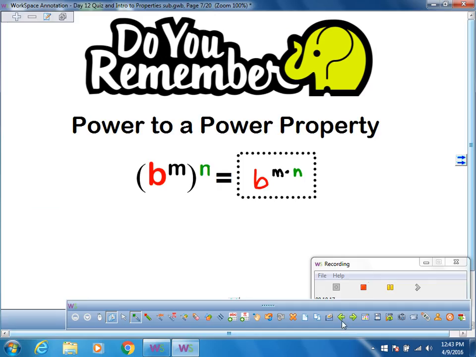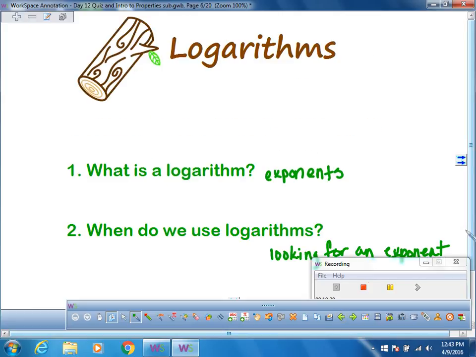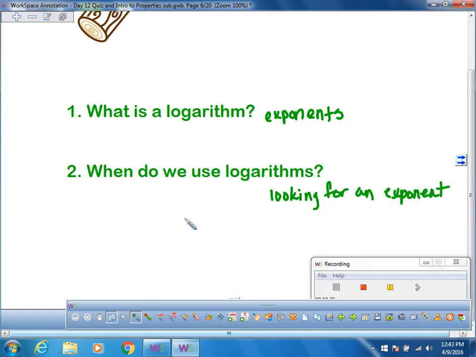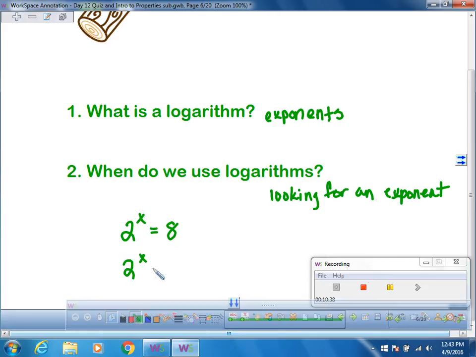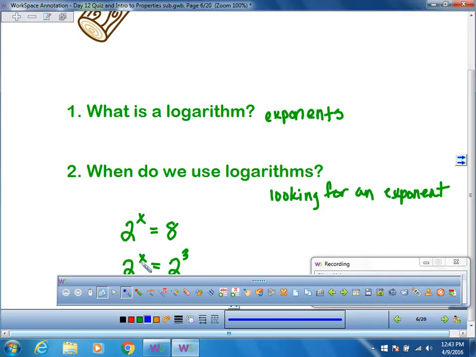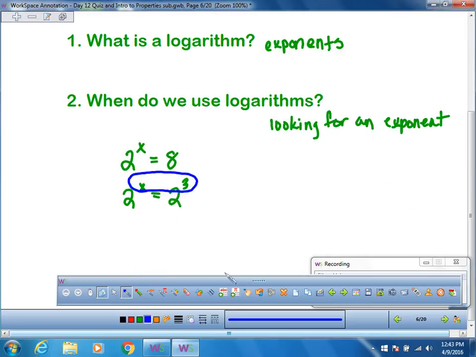Actually, I wanted to go back to this screen and talk about when we use logarithms. I thought that was on the next page, so let me say this. So if I have 2 to some power equals 8, we can clearly see that 2 cubed equals 8 because we can have common bases. So now we know that since we have common bases, we can compare their exponents. So I can say x equals 3.